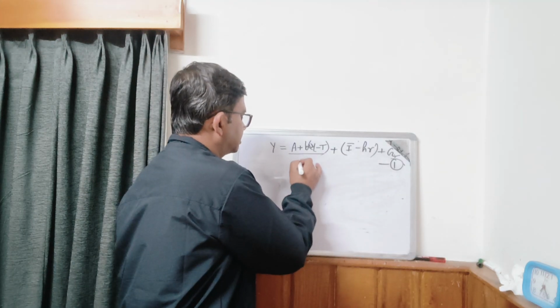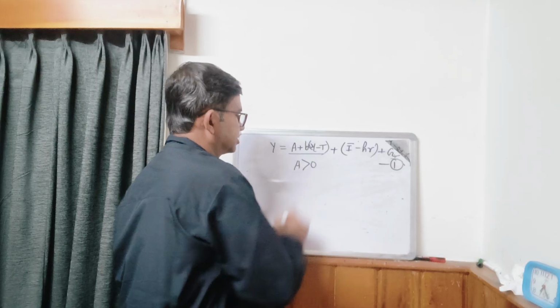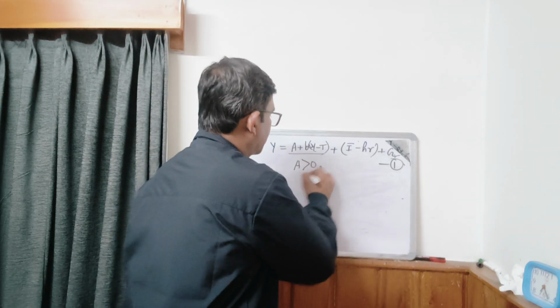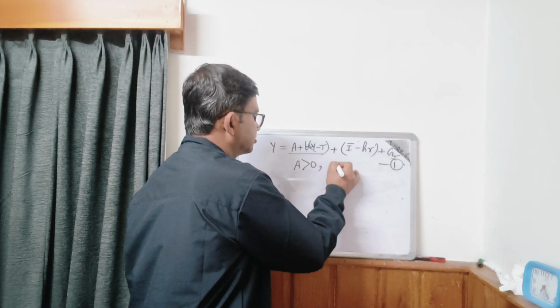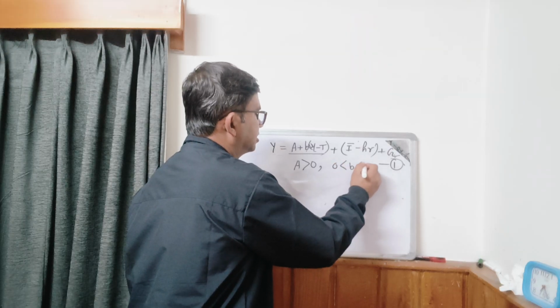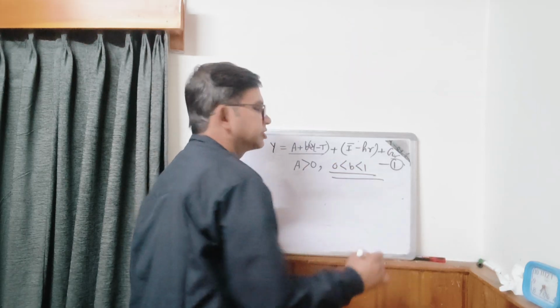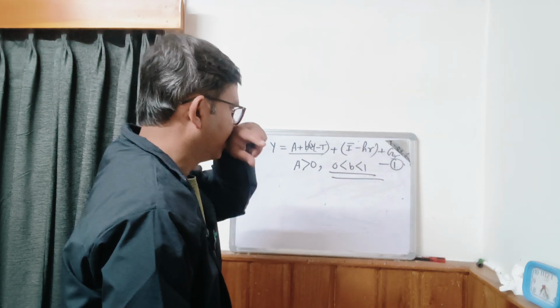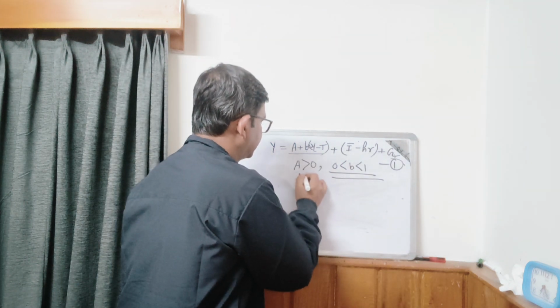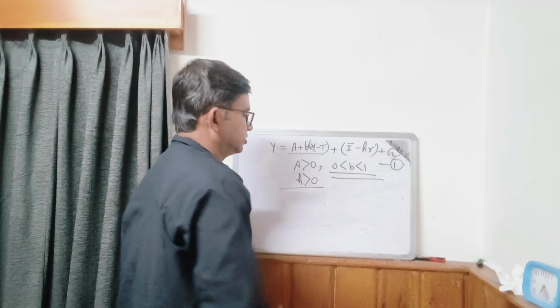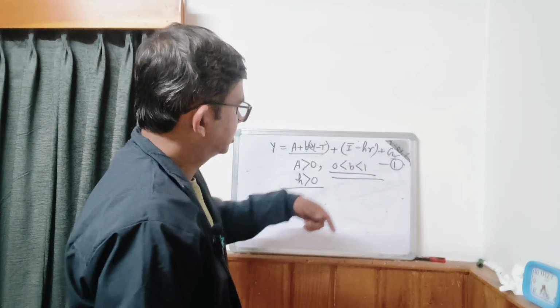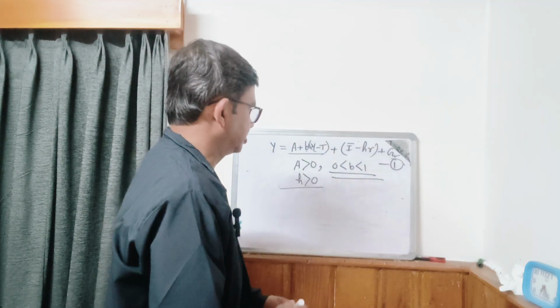And what are the properties? A is autonomous consumption, which is greater than 0. B is the marginal propensity to consume, so its value will lie strictly between 0 and 1. And H is greater than 0. So this is the commodity market equilibrium condition.